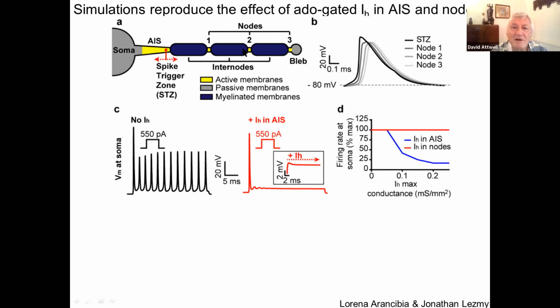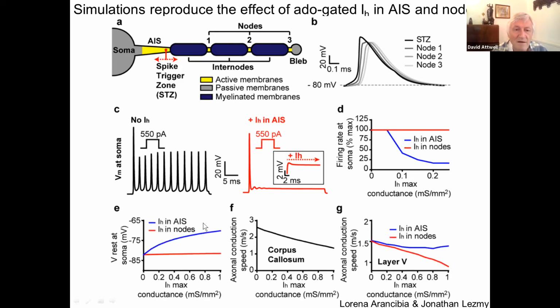If you put it just into the nodes, then you get no effect on the firing rate. And that's because the nodes are relatively electrically isolated from the AIS. So if you look at the resting potential at the soma, as you add IH at the AIS, it gets more and more depolarized, but putting it in the nodes has much less effect. If we look at this graph on the right, you can then do the theoretical experiment the other way around by putting IH just into the nodes. If you put it just into the nodes, you get a profound decrease in conduction speed, whereas if you put it just in the AIS, then you only get a much smaller decrease of conduction speed.